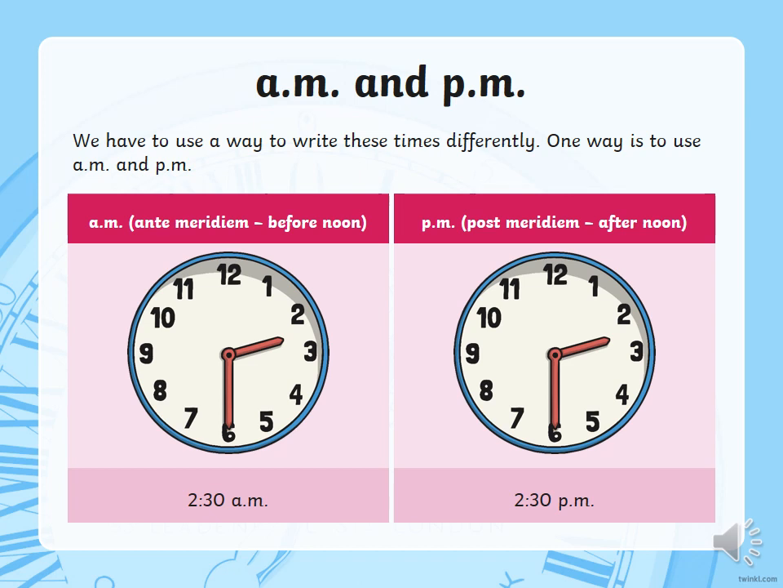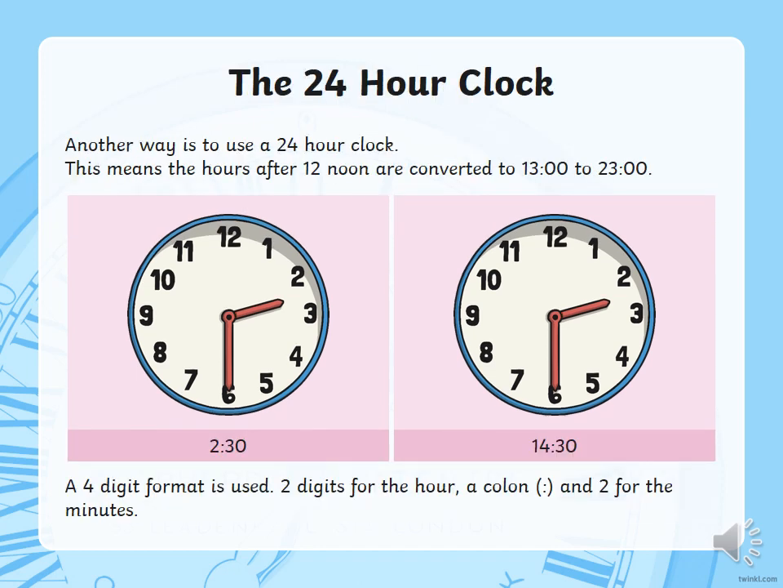One way is to use AM and PM. So AM stands for ante-meridian, before noon, and PM stands for post-meridian, which is afternoon, 2:30 AM and 2:30 PM. Another way is to use a 24-hour clock. This means that hours after 12 noon are converted to 1300 and to 2300. So a 4-digit format is used: 2 digits for the hour, a colon, and 2 for the minutes.